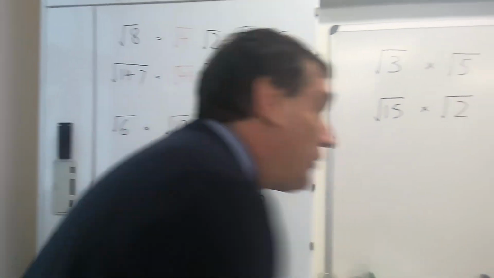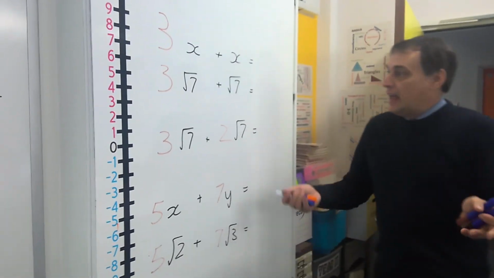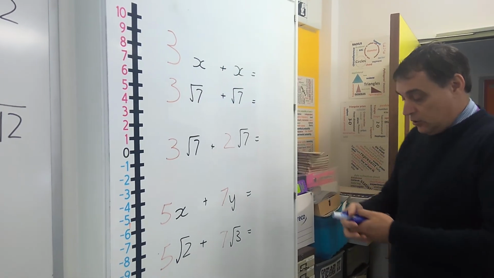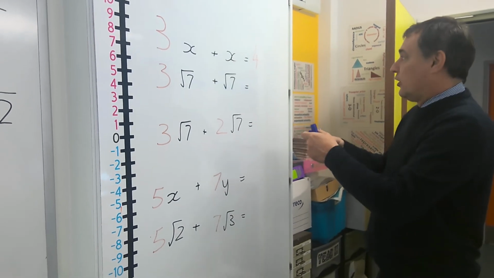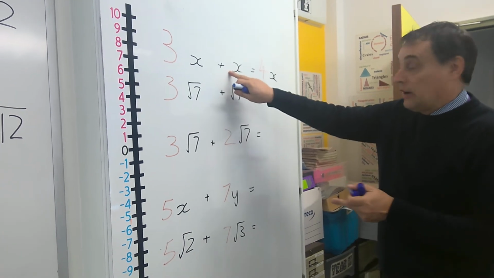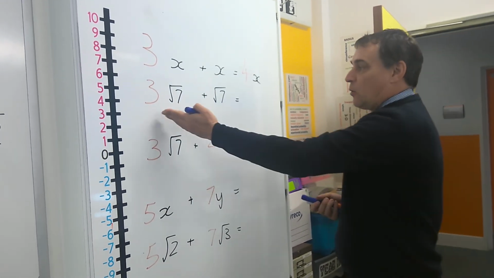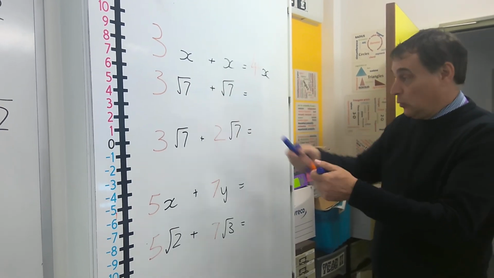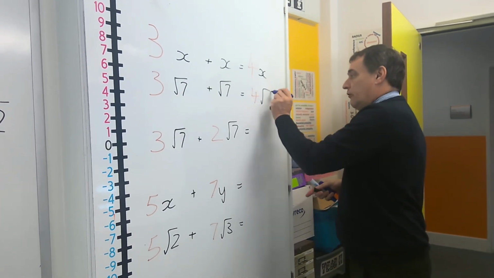Finally, we're going to go over to this board here to show you how surds can behave a bit like algebra. If you've got 3x plus x, you tell me straight away that the answer is in fact 4x. Because if we've got the x here and we haven't got a number there, it's an imaginary 1. So it's like 3x plus 1x gives us 4x. It works exactly the same with surds. We've got 3 root 7 plus root 7, that's like 1 root 7. The answer will be 4 root 7.